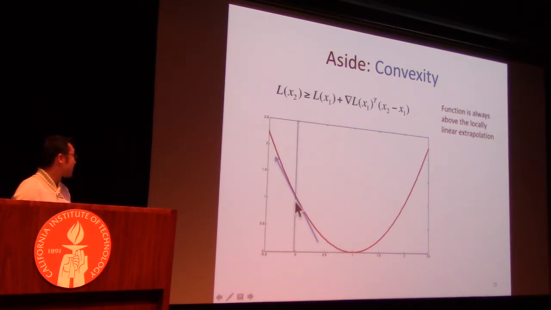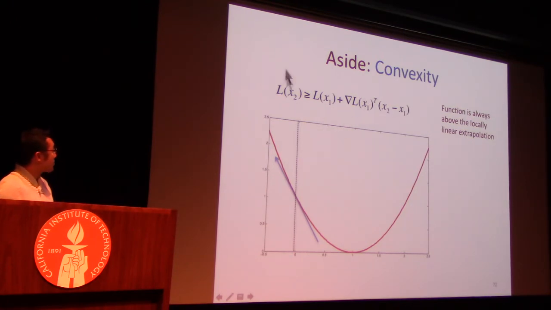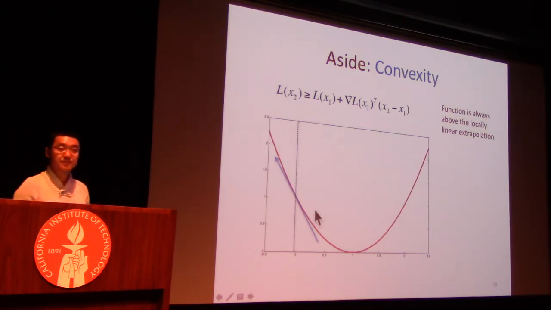For this function, if you took the gradient, the gradient is actually a locally linear extrapolation of the function at this point, often represented in this form, plus a local linear extrapolation. For convex functions, the actual function always sits above the locally linear extrapolation. That's another definition of convexity.